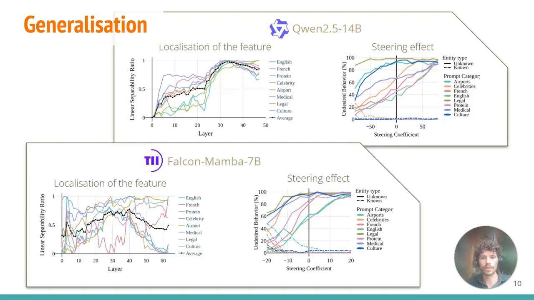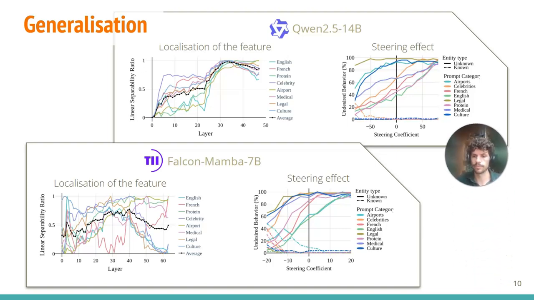We can also apply this methodology to a completely different architecture. For example, a Mamba architecture, the Falcon Mamba 7 billion parameter model, which is a state space model with no attention mechanism. In this case, we can see that the localization of the feature is way noisier, but still, if we apply the whole protocol, there is a strong correlated effect, a strong causal effect of the steering, so the existence of the feature, and the confabulation.